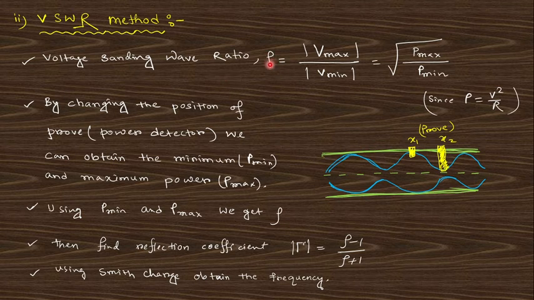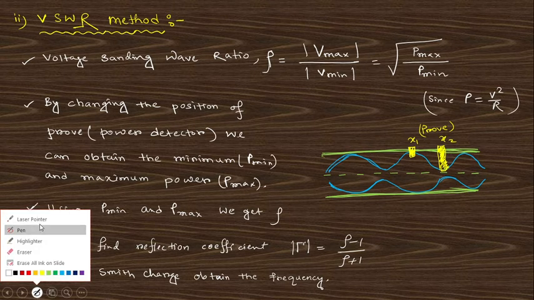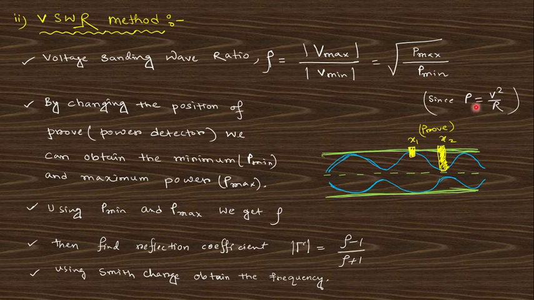This will be represented by rho. This is rho, which is P max by P min, or you can say root under P max by P min, because P equals V square by R. So after changing this detector, this probe, you can find the maximum power P max, and you can also find the minimum power. After getting the maximum and minimum power, you will find the value of rho, the standing wave ratio, right?